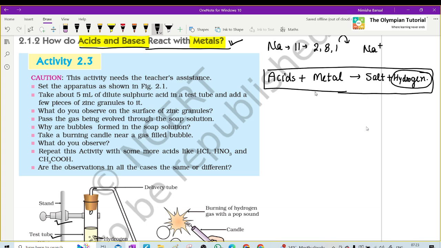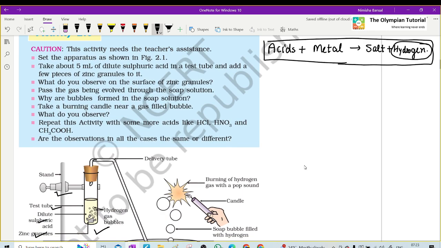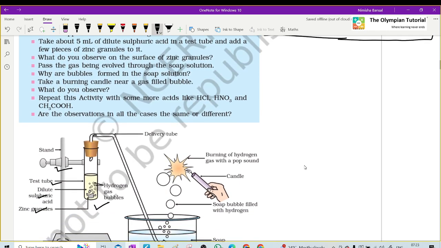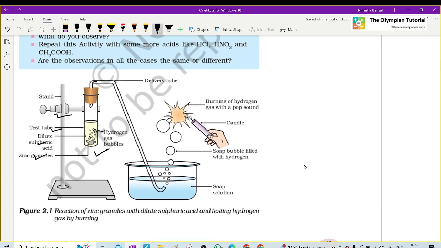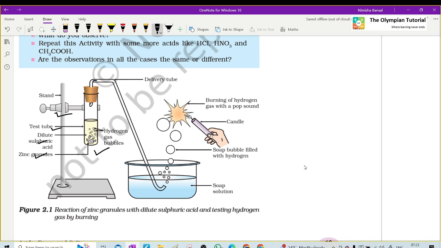Note the bubbles formed in the soap solution. Take a burning candle near a gas filled bubble. What do you observe? Repeat this activity with some more acids like HCl, HNO3, and CH3COOH. Are the observations in all the cases the same or different? So what we have done, we have taken zinc granules. Granules, you understand, like in the form of grain.